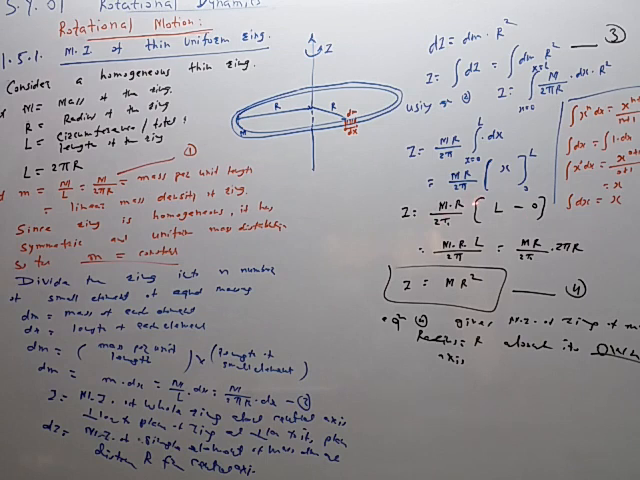So m upon r upon 2, m into r upon 2 pi, as it is L. So m into r into L upon 2 pi, this bracket has the value only L. L is a total length, that is circumference 2 pi r. So 2 pi will get cancelled and I is equal to mr square.